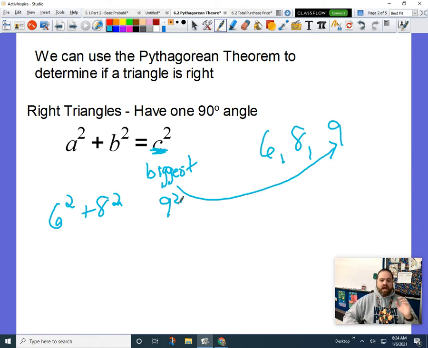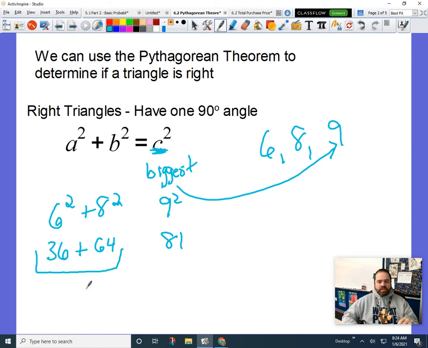So for now, just grab your calculator or work these out longhand. I know that 6 squared is 36. I know that 8 squared is 64. And I know that 9 squared is 81. So these two on the left, when I add up my a squared and b squared, that is 100. And I know that my c squared is 81. So 100 and 81, you're comparing those two. Since they are not equal, this is not a right triangle. And that's basically your answer.